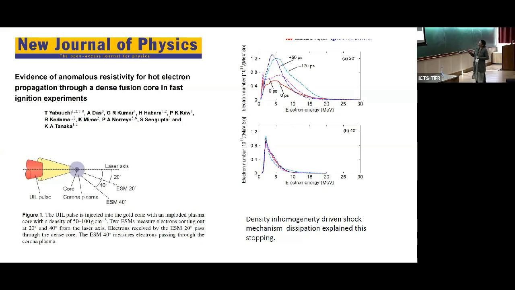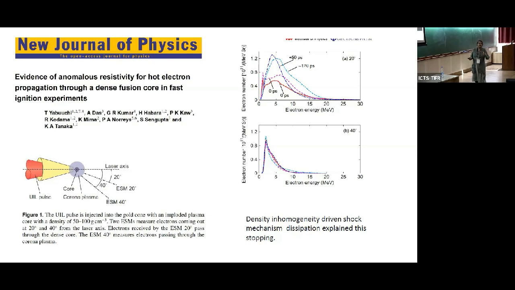So this was another evidence, which we could explain theoretically: if you have a density inhomogeneity, which was indeed at the interface of the corona and the compressed target, then that drives certain kinds of shocks, and the mechanism of dissipation of electron energy was independent of the mechanism.